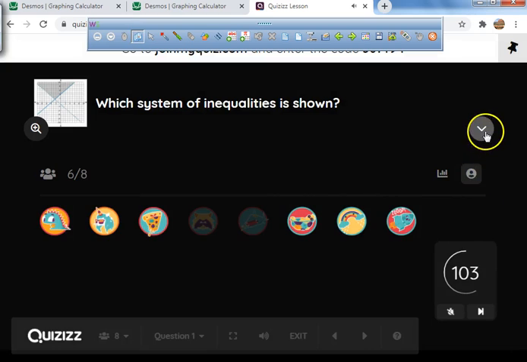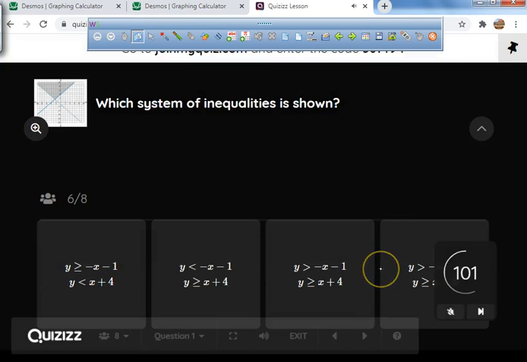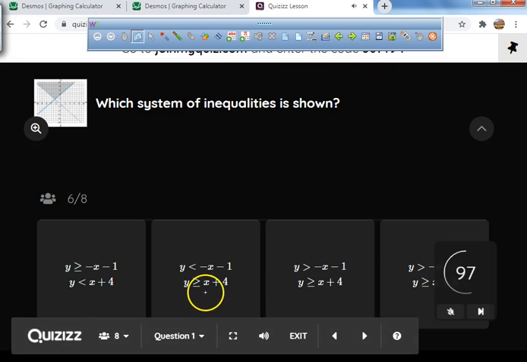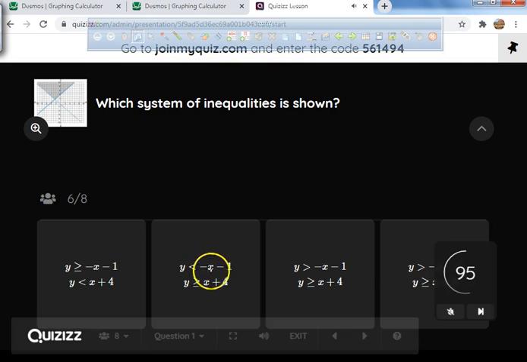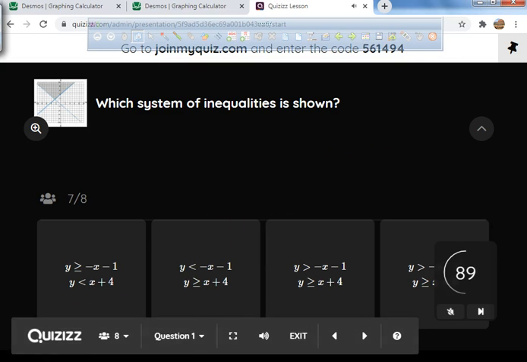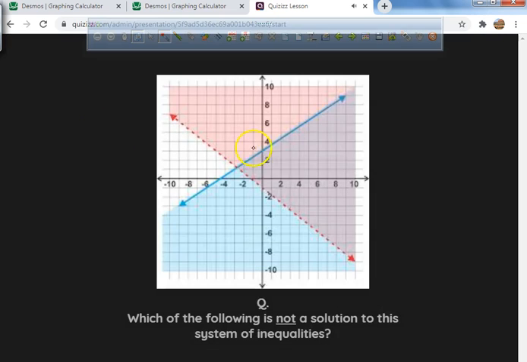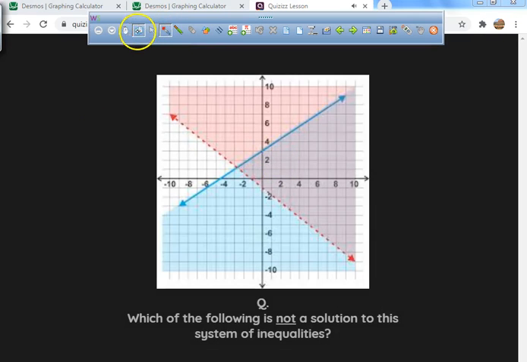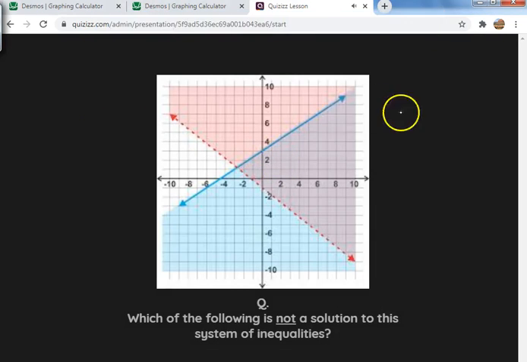So when you're trying to find the answers, y is greater than or equal to x plus 4, and y is less than -x minus 1. Okay? So I'm going to go ahead and pause it while you guys do that. All right, so which is not a solution? What's one of the ordered pairs that they give? Tell me one of the ordered pairs, quick.